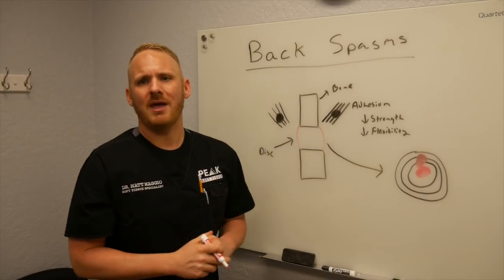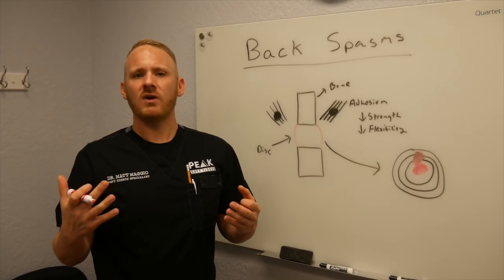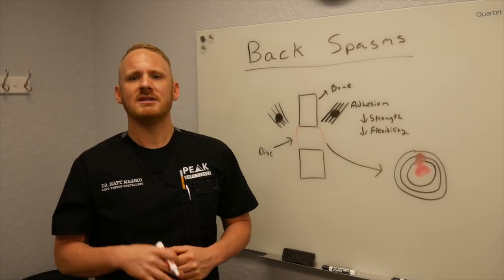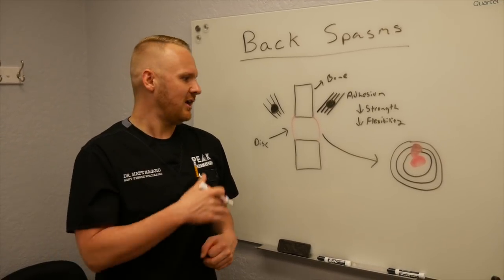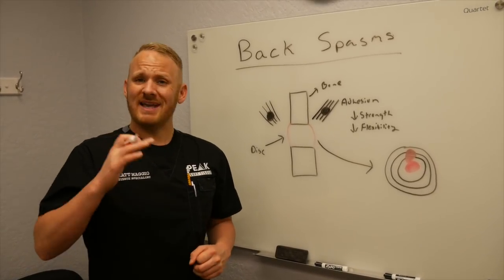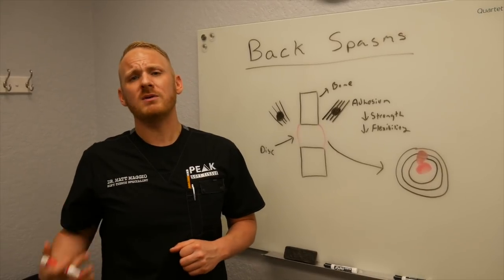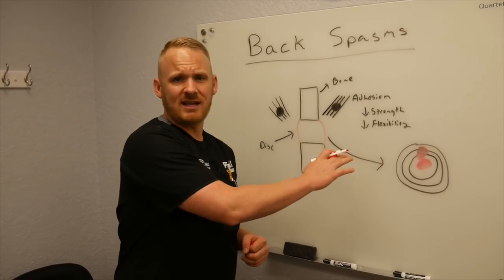So what happens is when people get back spasms, they panic. They freak out. They go to the emergency room. They go and see the chiropractor right away. They try to stretch it. They try to roll it out. The problem is that spasm is happening for a reason. It's almost like when you sprain your ankle, you start to limp to take the pressure off of there.